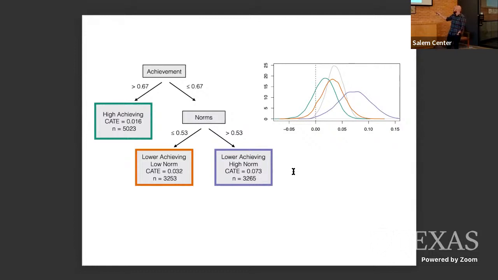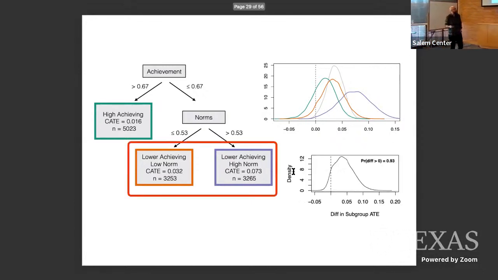But what's really interesting is this subgroup down here. These are the schools that are lower achieving. Not low achieving, but the bottom 2 terciles. But they have high levels of mindset norms. And we see large treatment effects there, conditional average treatment effects of about 0.07 GPA points for an intervention that's light touch and outcomes that are measured a year later. I can keep going. I can keep growing my tree and see if there are other subgroups that are interesting here too.